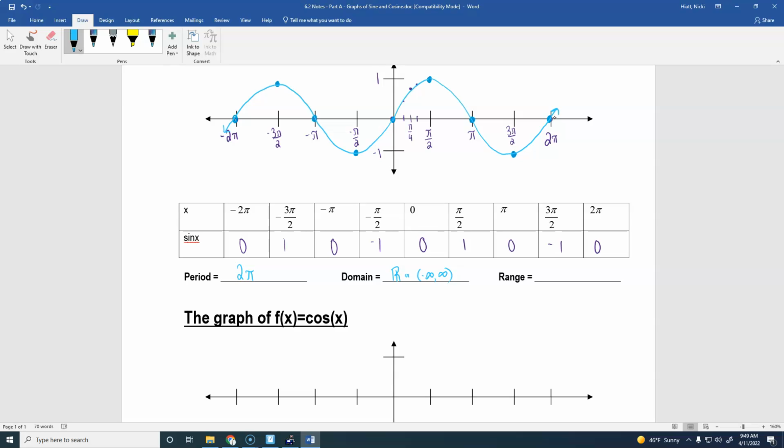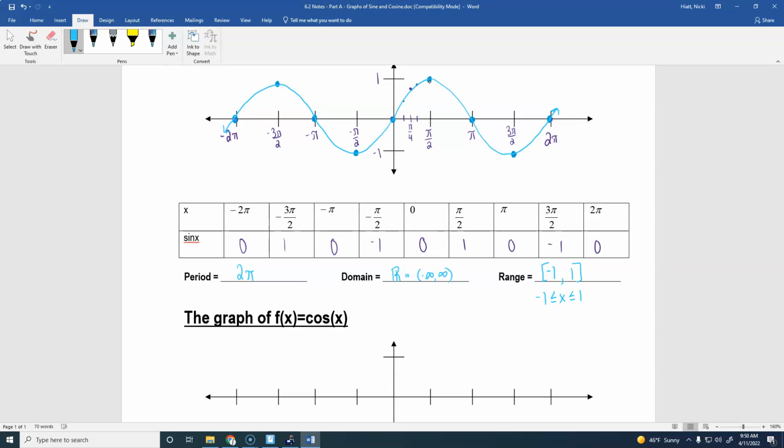What about our range? It is negative 1 to 1. Do I need parentheses or brackets? Brackets, because it does actually include 1, right? It gets up to 1 at that point and equals 1. So we would do negative 1 to 1 for that range. Or we could write it this way. Negative 1 is less than or equal to x, less than or equal to 1.